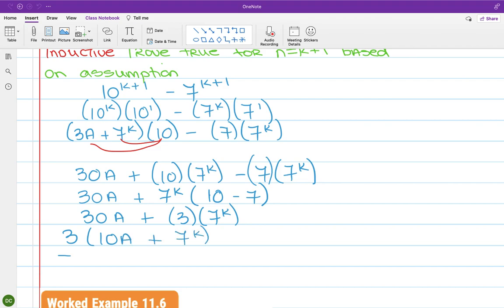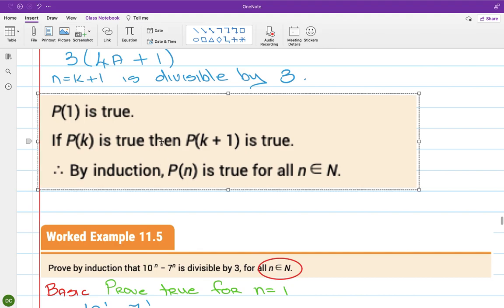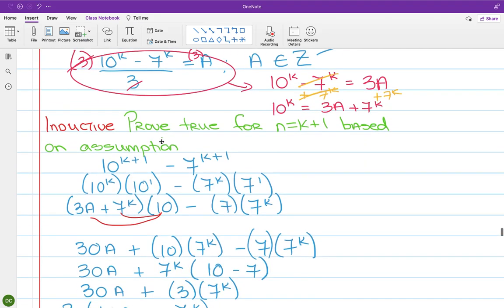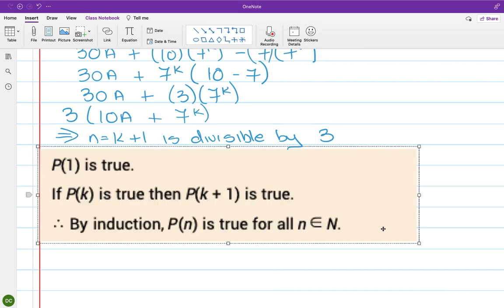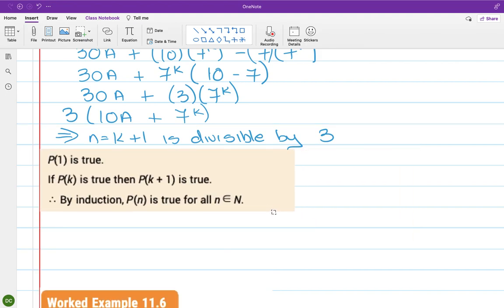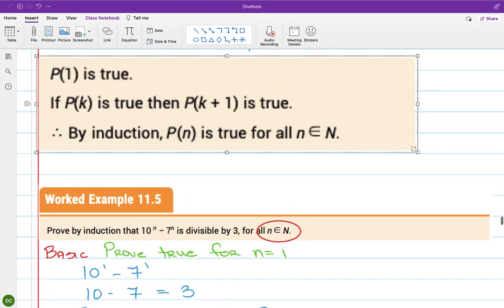So that implies that n equal to k plus 1 is divisible by 3. So if that is divisible by 3, then I can take my statement again. Yeah, so your finishing statement is always the same. Doesn't need to be quite so giant.